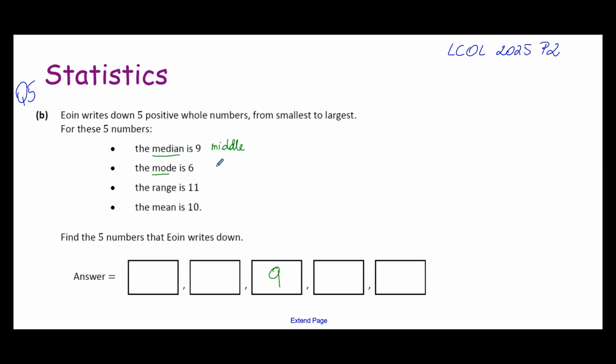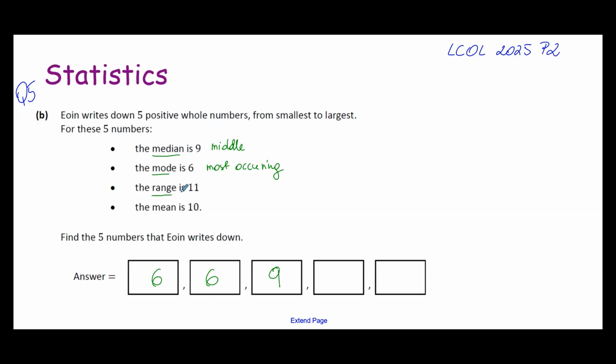Then we have the mode. That means the most occurring, so the one that shows up the most. Now, since we know that they are from the smallest to the largest, 6 cannot be after 9. So that means that I need to have at least twice 6, because for it to be most occurring, it has to be more than once. In this case, it could be more, but we don't have the option.